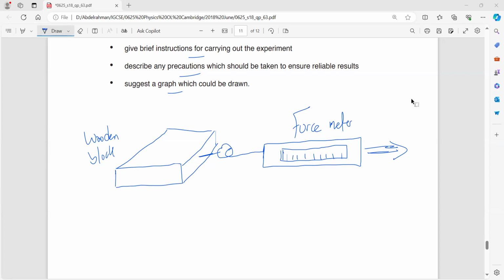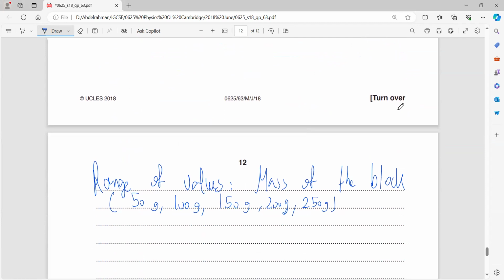Okay. And the force. Okay, this is the force pulling to the right. Okay, nice. So what are the apparatuses used? The apparatuses: the force meter, different masses. Okay. And that's it. These are the apparatuses I will be requiring in this experiment.